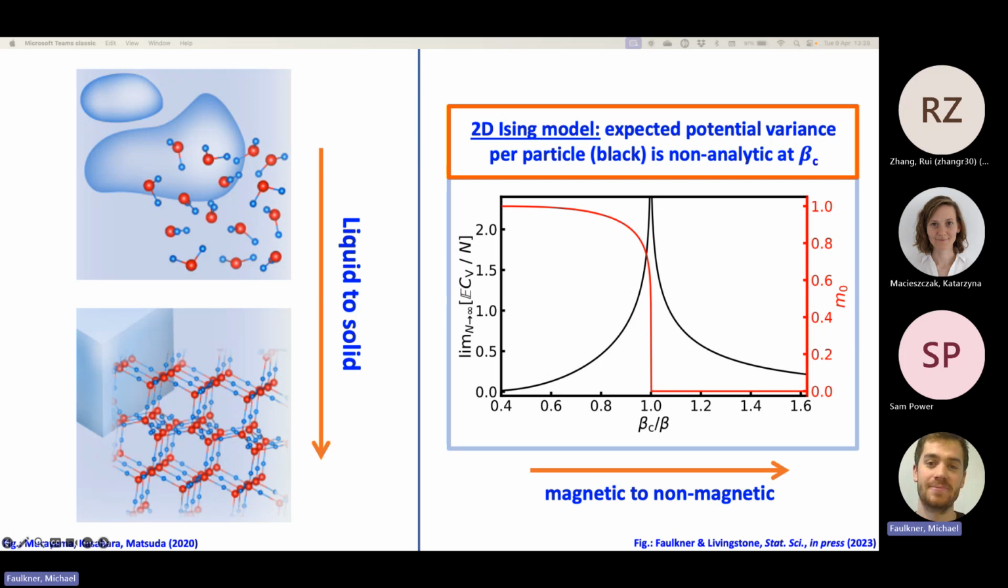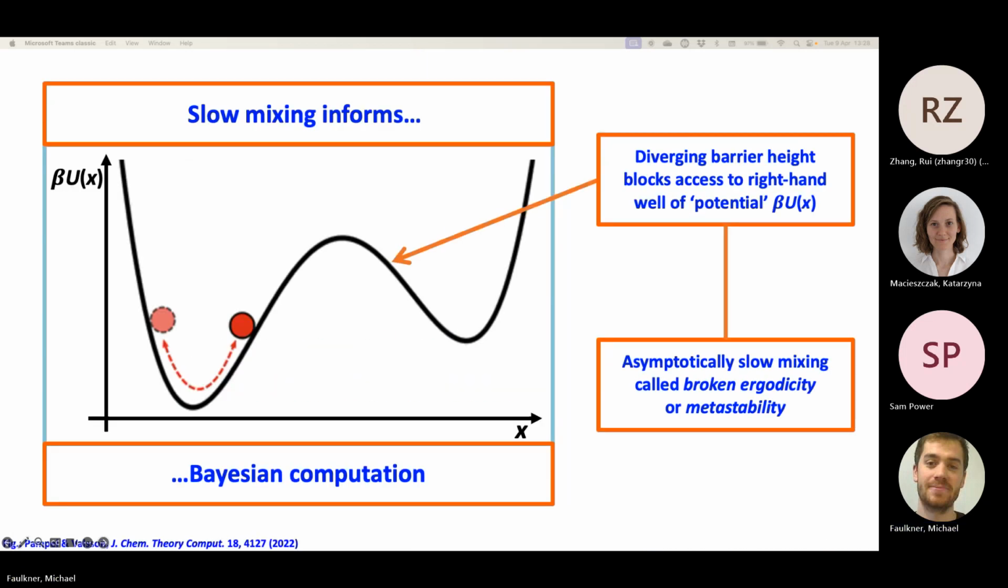Can you go back to the barrier? So that's beta U. That's why I put potential here. We call the potential U, but basically, as you vary the hyperparameters, the principal one of which will be beta, you typically go from having some unimodal landscape to some multimodality as you change beta.